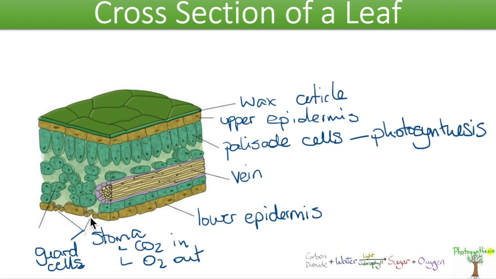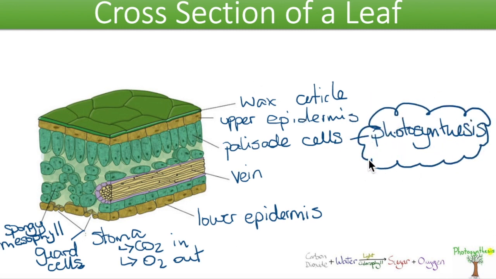So these two here are called the guard cells. And then finally, underneath this palisade layer, we have a layer called the spongy mesophyll. If you look at this, what you'll notice is it's spongy because it's got all these air gaps in it, see? So it's sort of squishy and spongy. Okay, so this is the cross section of a leaf, and this is where all the action's happening. But the palisade cells is where the photosynthesis takes place.